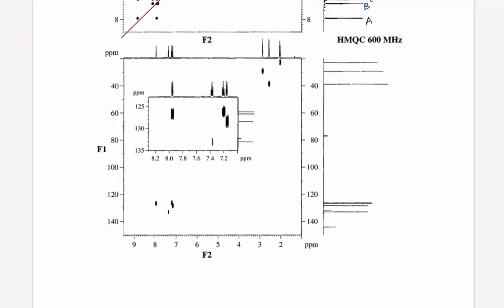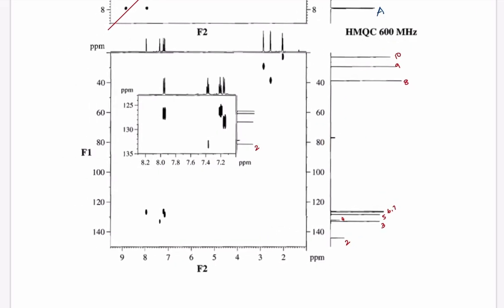So let's number these carbons. That's going to be 2, 3, 4, 5, 6, and 7. And this is going to be 8, 9, 10, and this is the solvent peak. Let's do the same thing here. Let's start from here. We are actually starting from 3 here. So this is going to be the third carbon. 3, 4, 5, 6, and 7.